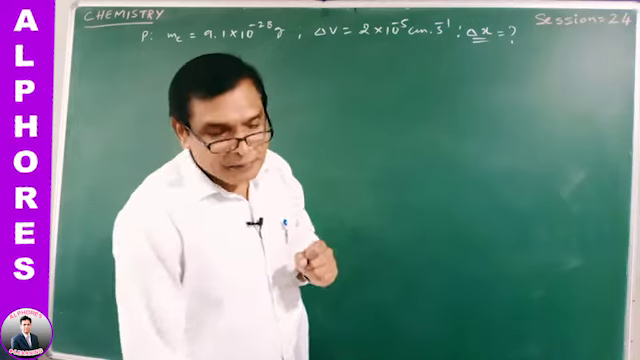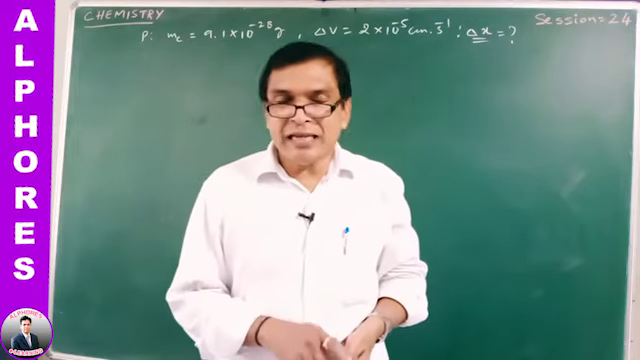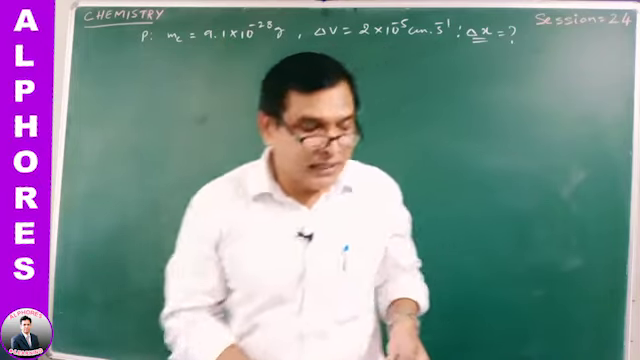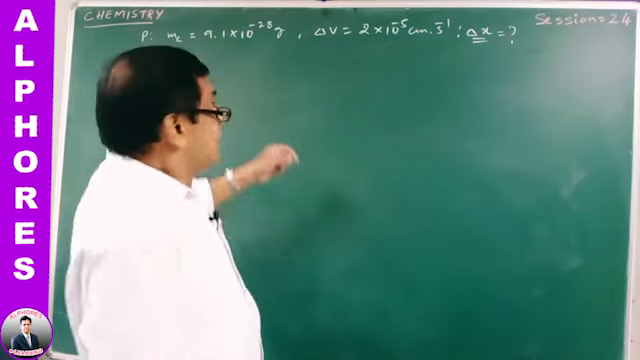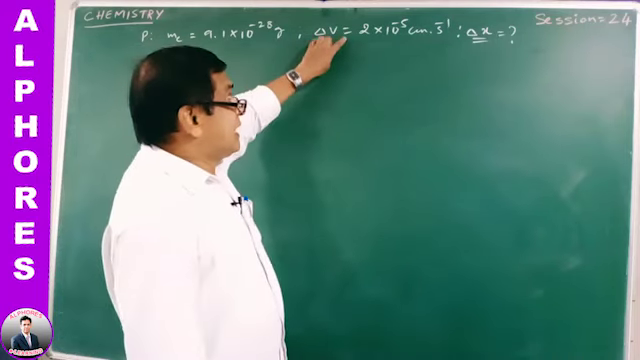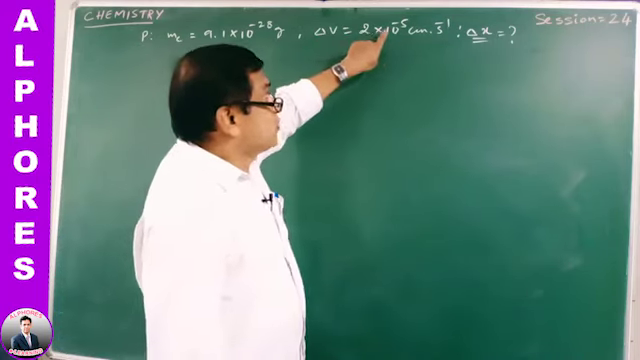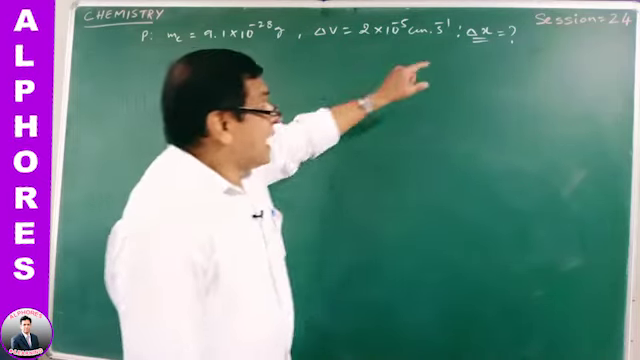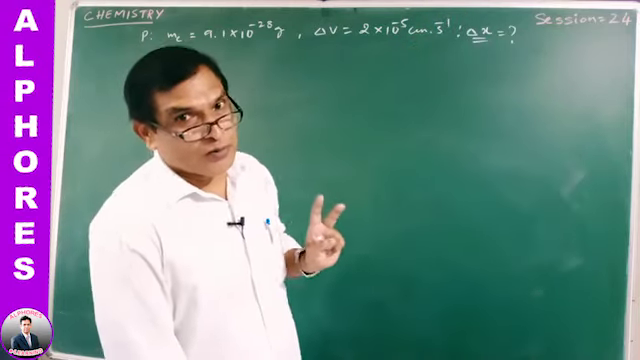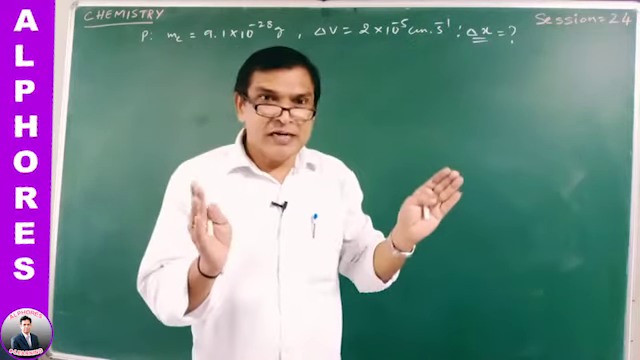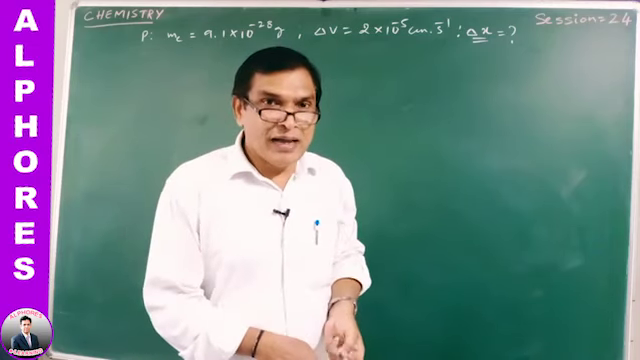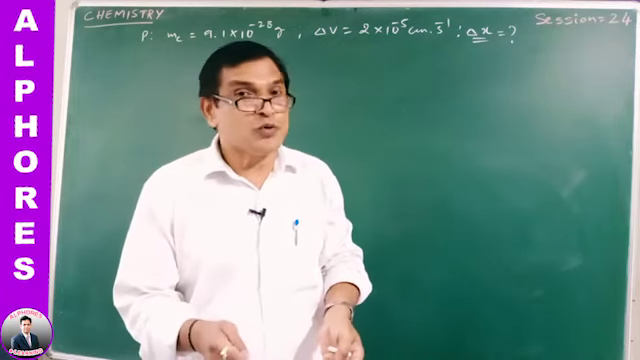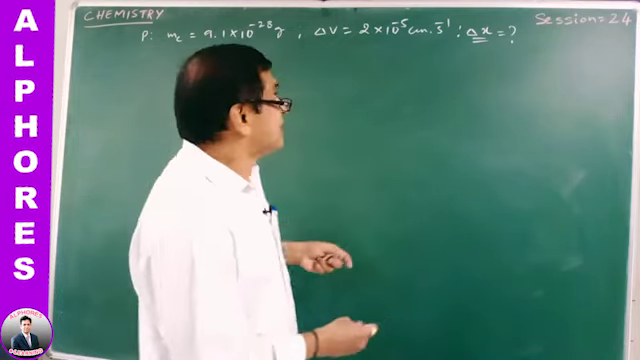I repeat the problem once again. The mass of the electron is 9.1 into 10 to the power minus 28 grams. The uncertainty in the velocity of the electron is 2 into 10 to the power minus 5 centimeters per second. What is the uncertainty in the position of the electron? Given that Planck's constant value is 6.625 into 10 to the power minus 27 erg seconds. That is the Planck's constant value.